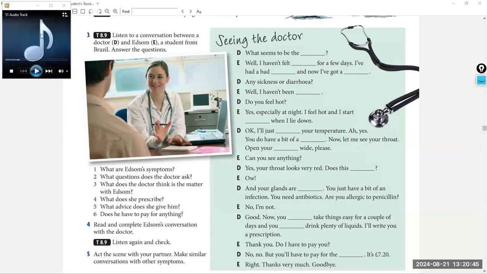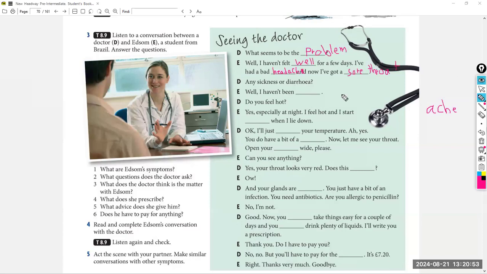Okay. Sore throat. Any sickness or diarrhea? Wait. I've had a bad headache, and now I've got a sore throat. Any sickness or diarrhea? Well, I haven't been sick. So I haven't been sick. Okay. Do you feel hot? Yes, especially at night. I feel hot and I start coughing when I lie down. Okay. So I start coughing when I lie down.